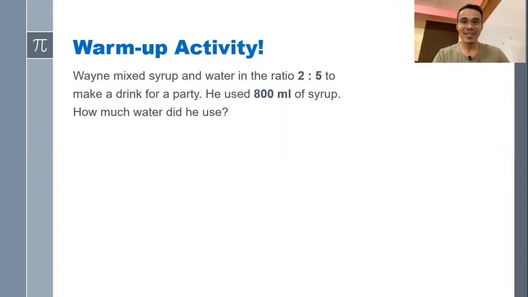Another thing, grade 6, is you have to plan on what to do in order to solve or to answer the question of the problem. And most importantly, you have to answer the question of the problem. I'm going to present two methods in solving this problem. Method 1 is just using ratio.